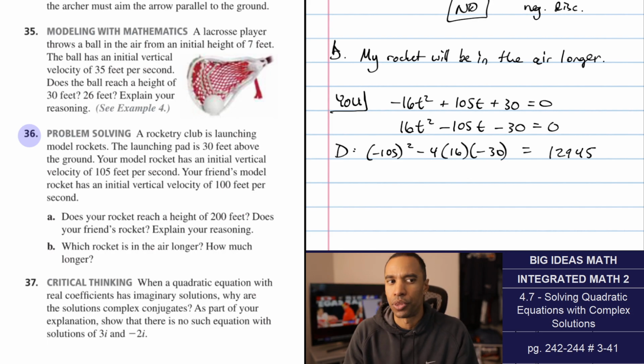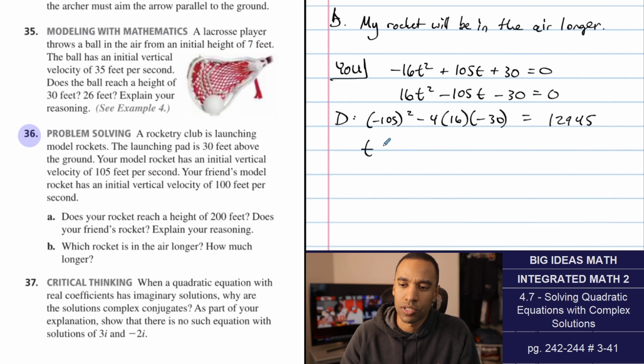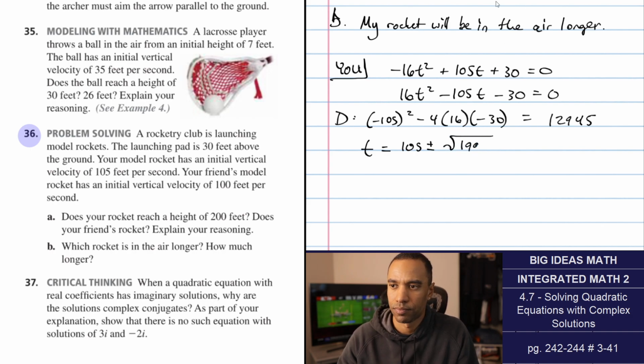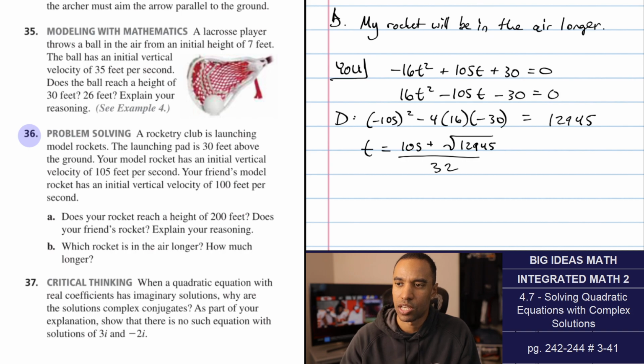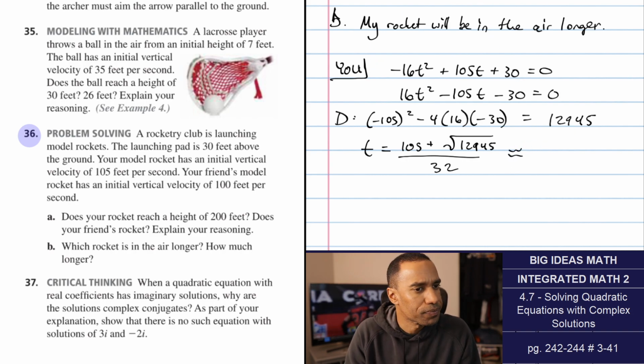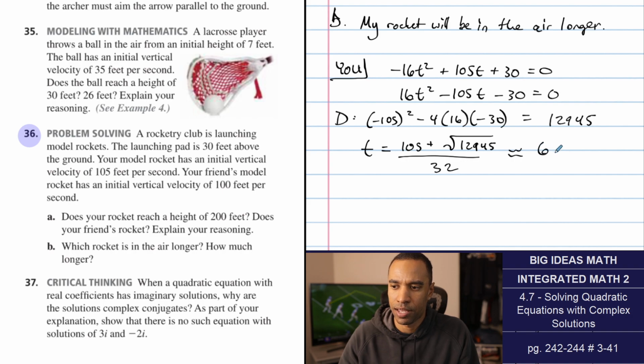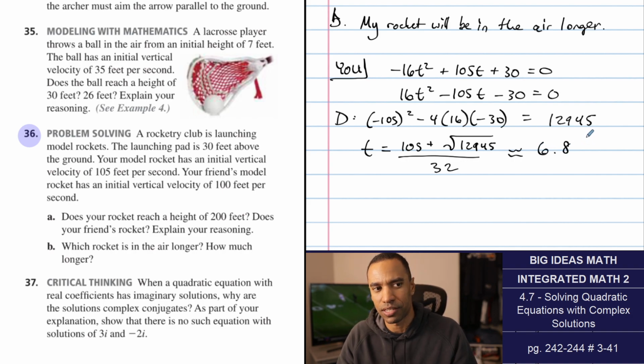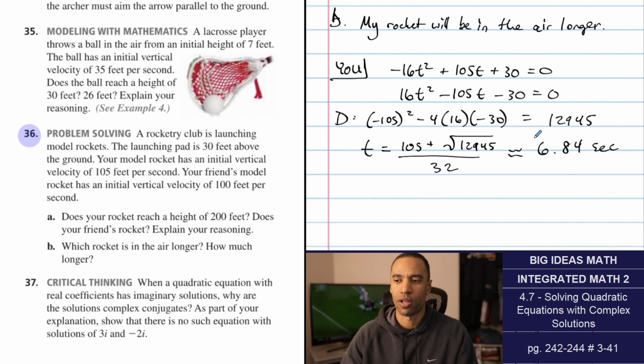It's close to 113. But this is t equals negative b, so 105, plus or minus root 12945, all divided by 2a, which is 32. Now I'm going to ditch the minus version. That's not relevant to us, so I'm just going to approximate what that answer is. So 105 plus the square root of that guy divided by 32. This thing's going to be in the air for about 6.84 seconds. I'm getting 6.8367, 6.84 seconds. That's how long mine's in the air.